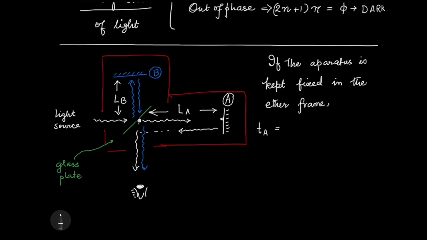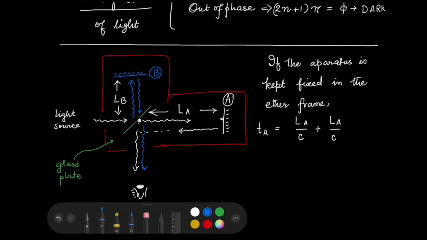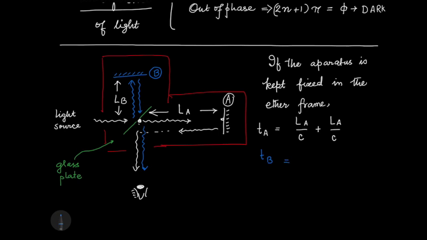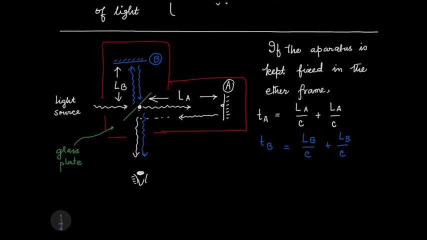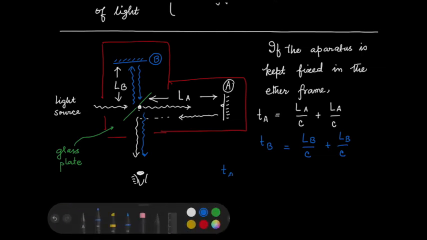So that will be Ta, if that is the time. It's La by c while going. La is the distance it has traveled, c is the speed in the ether, and while coming back it is again La by c. If I ask you the question for the other path, you will say that's trivial: Lb by c plus Lb by c. I can calculate the difference in time of arrival between these two light rays. So let's do Ta minus Tb.